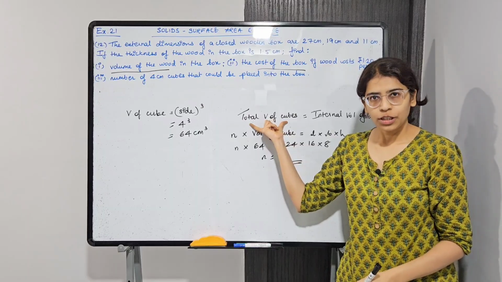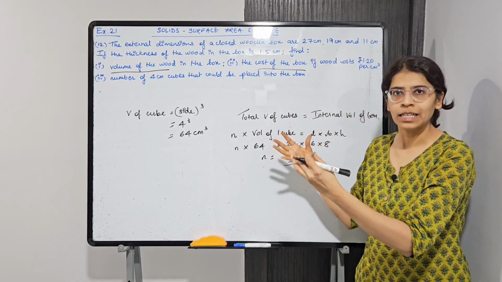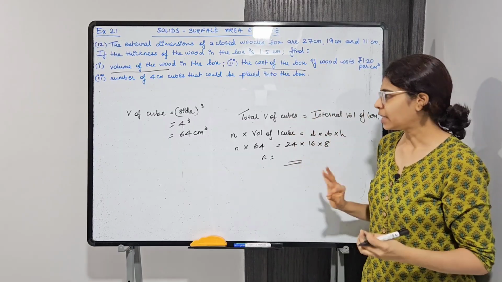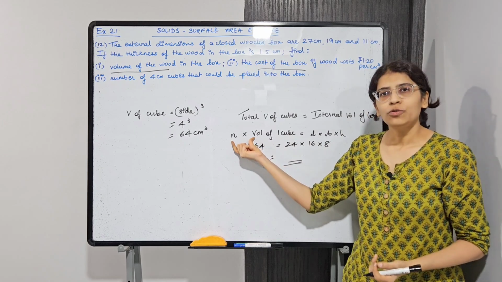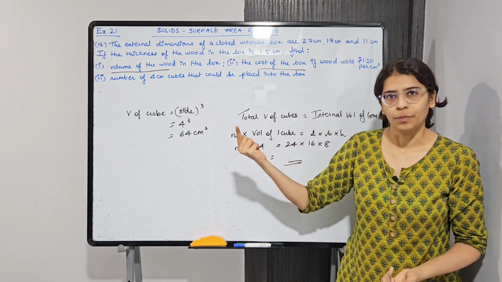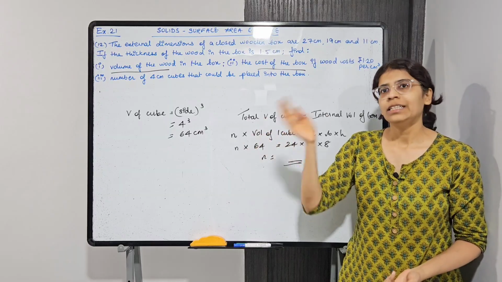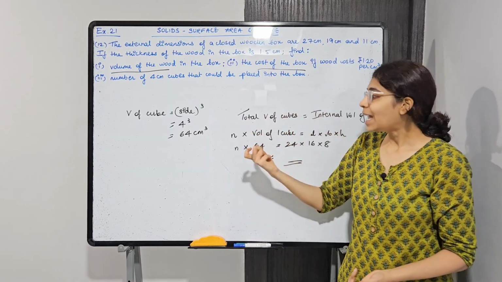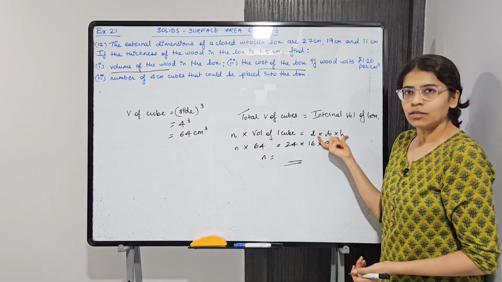I repeat students, total volume of the cubes is equal to the internal volume of the box. जितना भी cubes place कर रहे हैं, it is occupying the total internal volume of the box, right? So total volume will be equal to the internal volume. Total volume of cubes. Now each cube has the same volume. Okay, so अगर दो cube है तो 2 into the volume of one cube. तीन cubes है तो 3 into the volume of one cube. So ऐसे n cubes है, so n into the volume of one cube, it is equal to the internal volume.